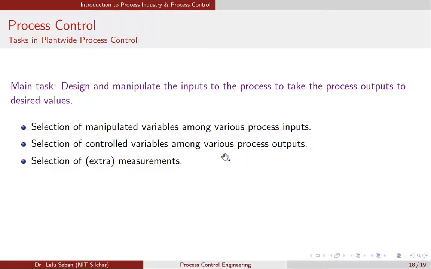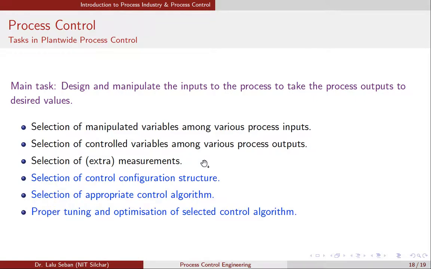Sometimes these process outputs may not be measurable. In that case, we have to look for other outputs which can be measured, and these control variables can be calculated from these extra measurements.